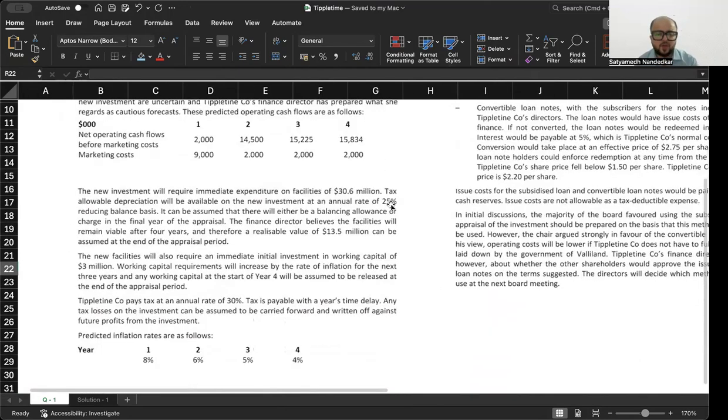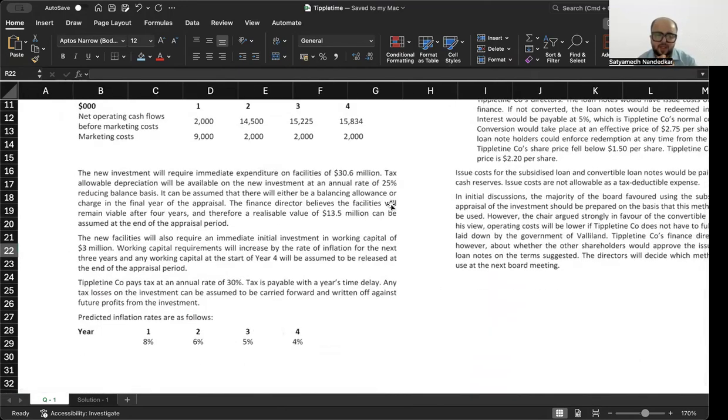The new facilities will also require an immediate initial investment in working capital of 3 million. Working capital requirements will increase by the rate of inflation for the next 3 years, and any working capital at the start of year 4 will be assumed to be released at the end of the appraisal period.